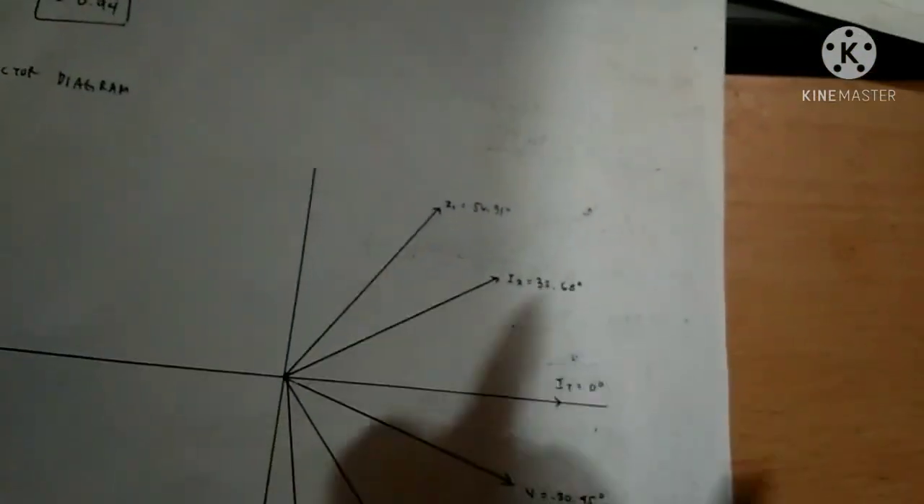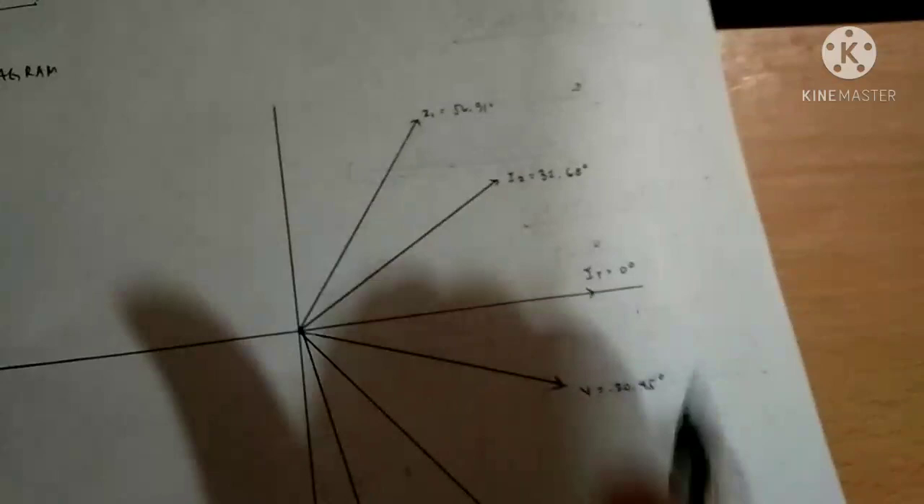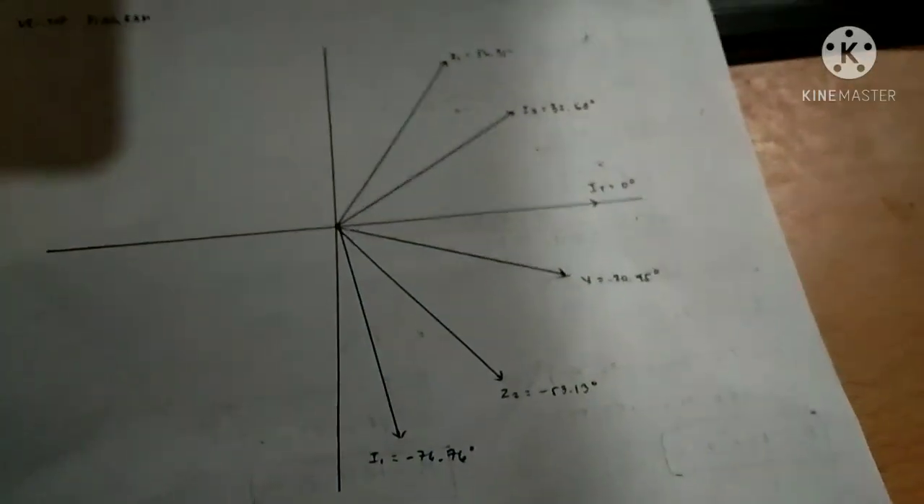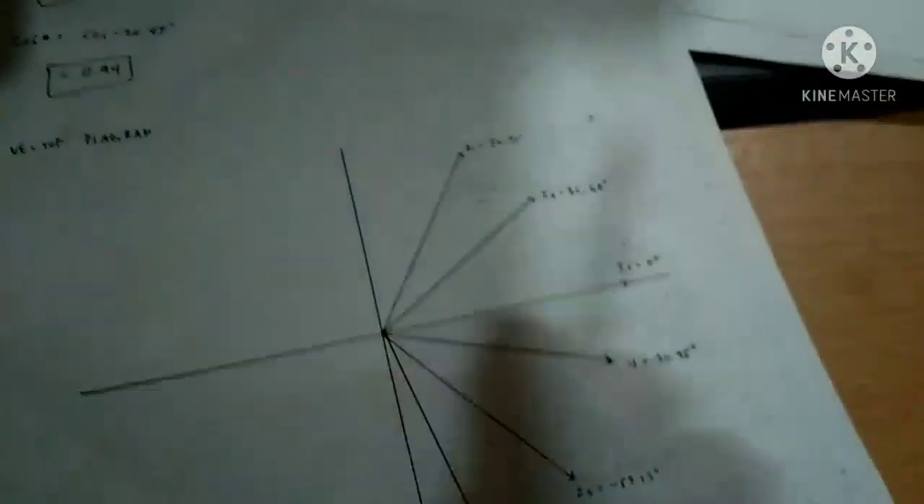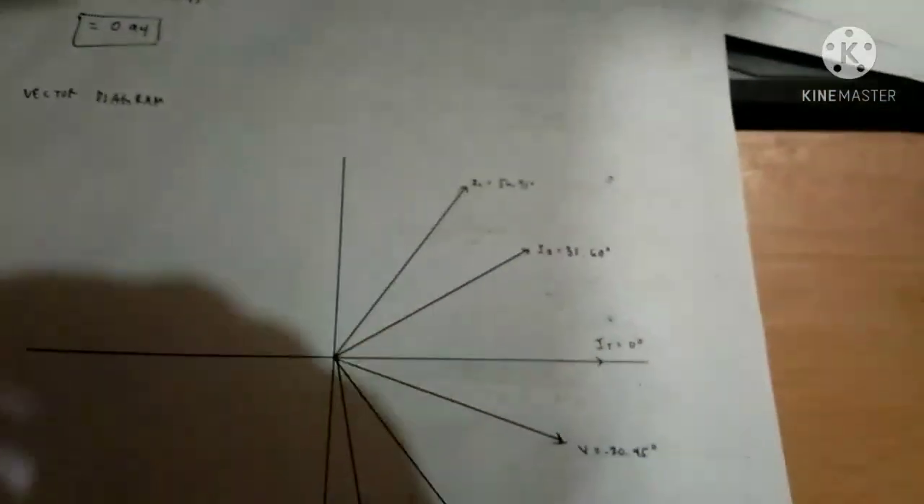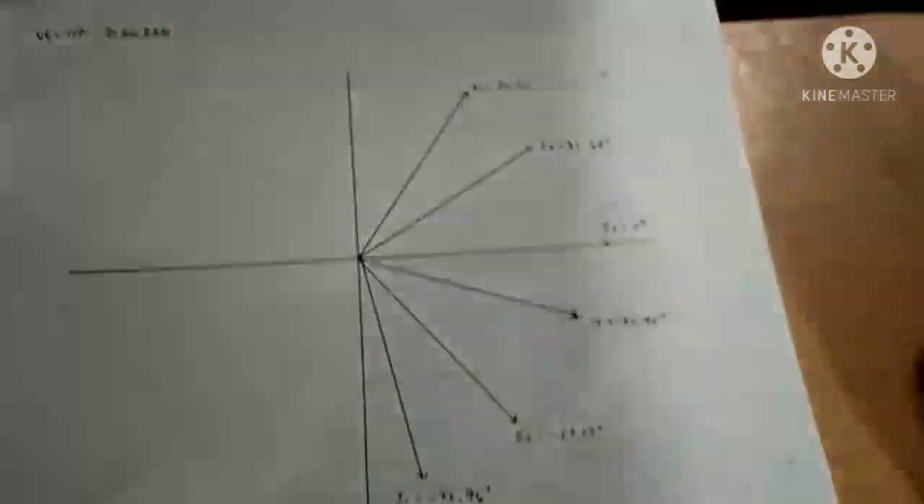Our V total, which is negative 20.45, is here. Our Z2 is negative 53.13, just like here. So we put it at the fourth quadrant because it's negative. And the I1, which is negative 76.76, is here. So that is the vector diagram. You just have to pinpoint in a Cartesian plane where the directions are going.